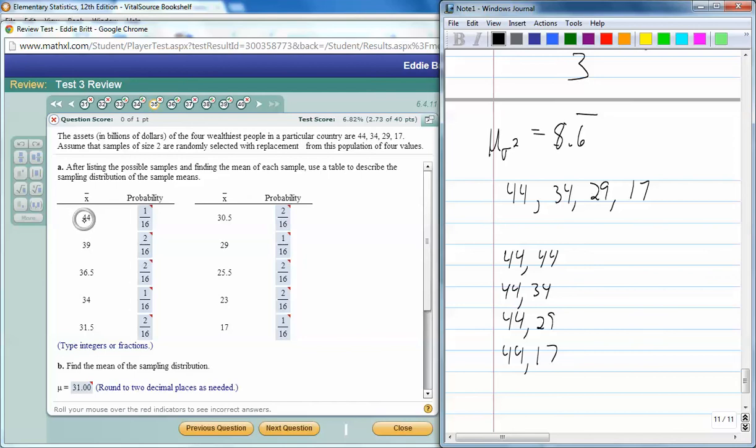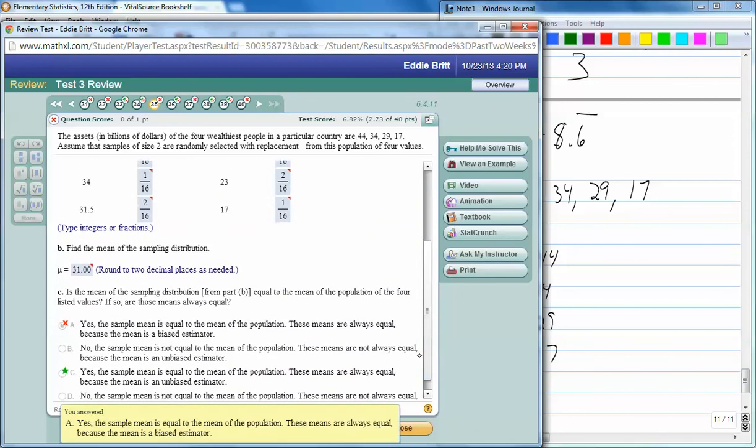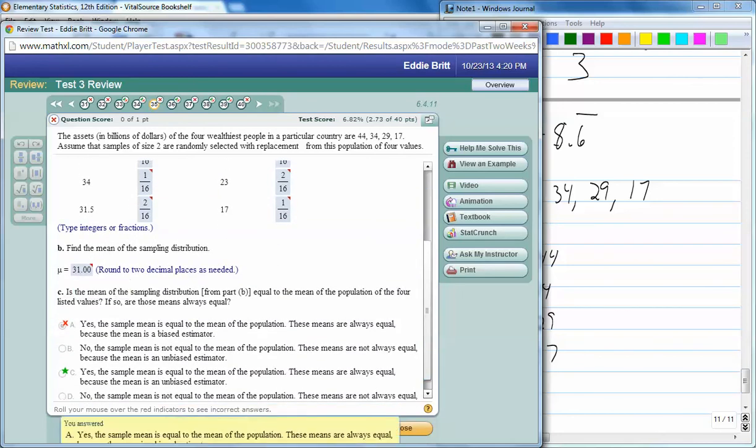Then count how many 44s you have. Count how many 39s you have. And then however many you have, you put that over 16, since there were 16 total. Find the mean of the sampling distribution. So what is the sampling distribution, and what does its mean look like? Looks like you're going to get 31.